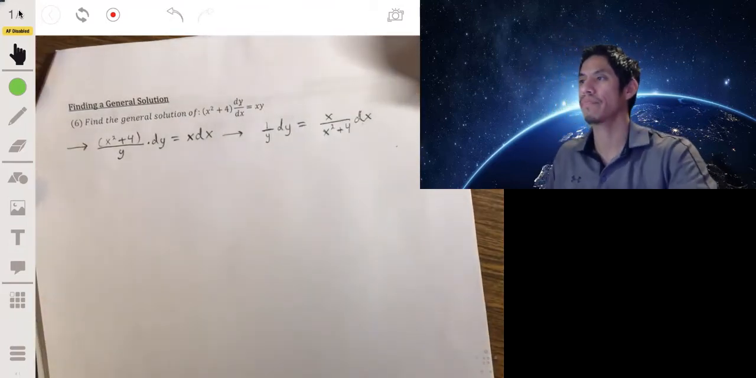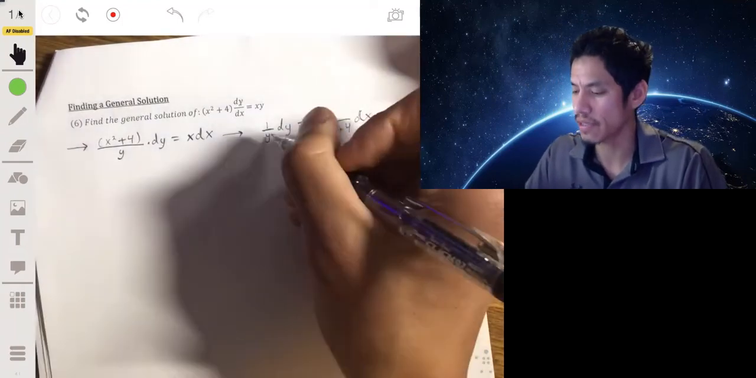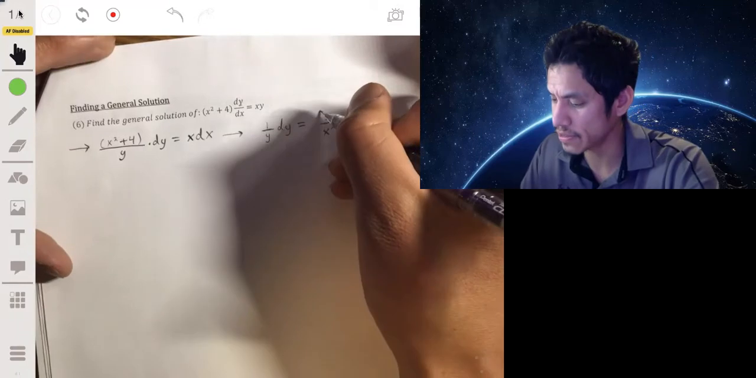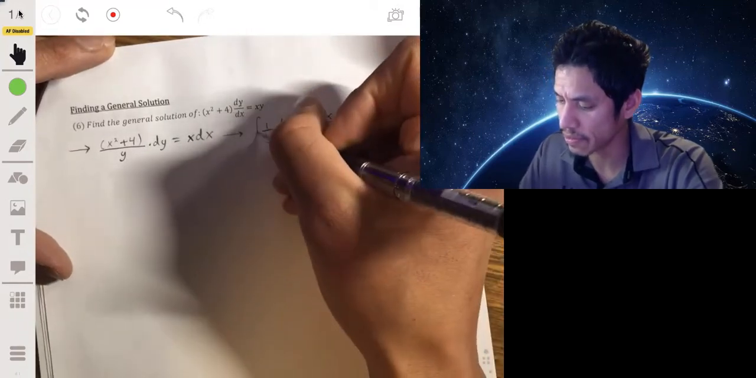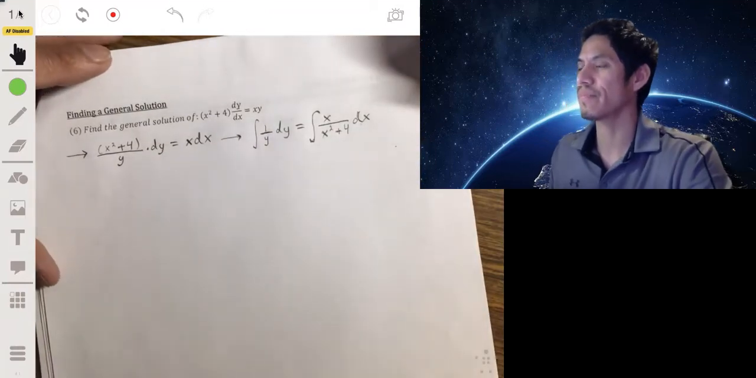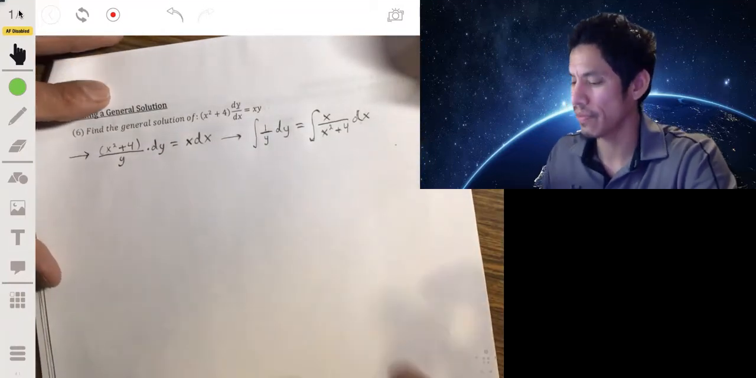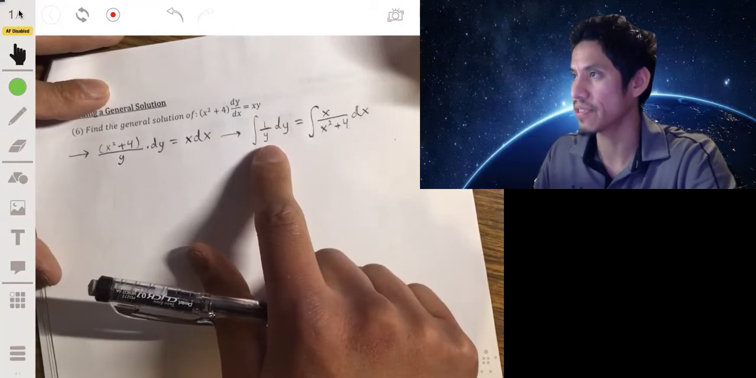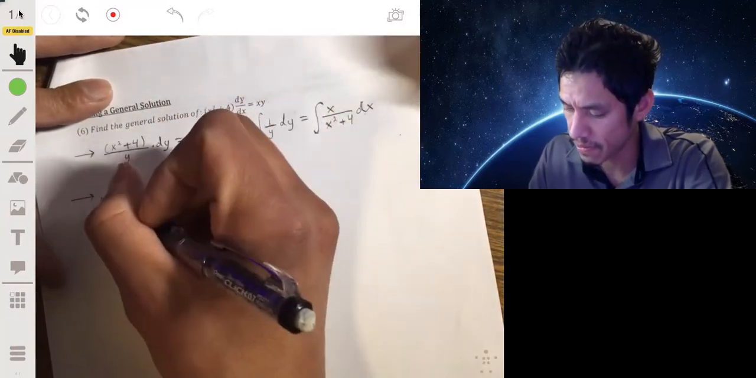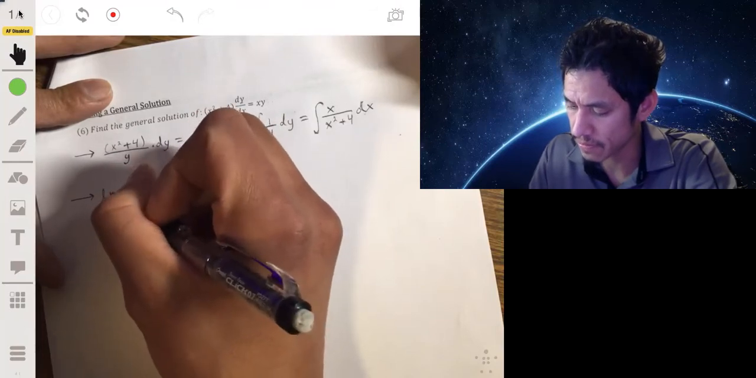Okay, so now we have the y's on the left and the x variable on the right. So we can set up our integrals. We're going to integrate. The left side is simply going to be equal to the natural log of the absolute value of y. Let's go ahead and write that.